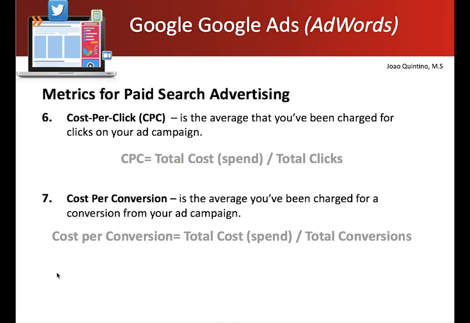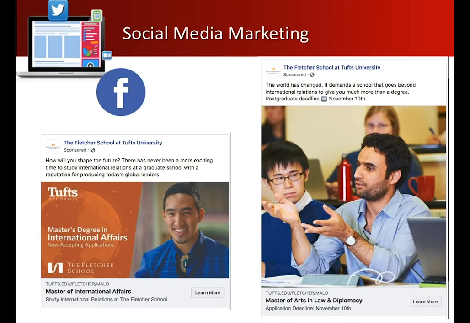The way you calculate this is the total cost or the total spend of your campaign divided by the total conversions. So let's move to social media marketing. This is an example of a Facebook advertising.